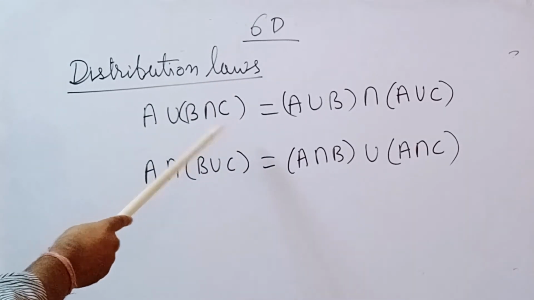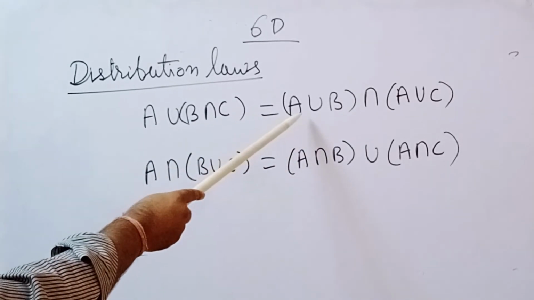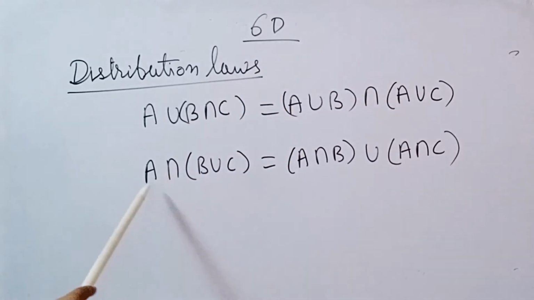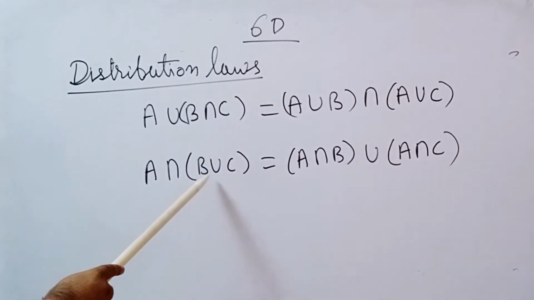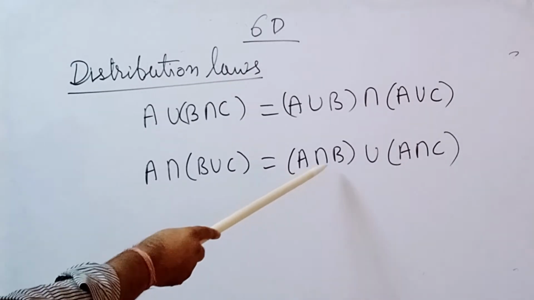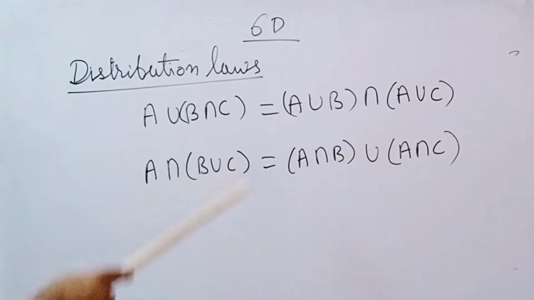Suppose we have three sets, then A union (B intersection C) will equal (A union B) intersection (A union C). Similarly, if we have A intersection (B union C), then that will equal (A intersection B) union (A intersection C). So with the help of this, you will do the sums of exercise 3D.